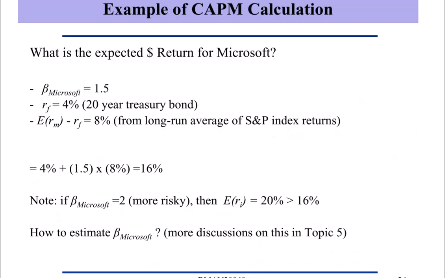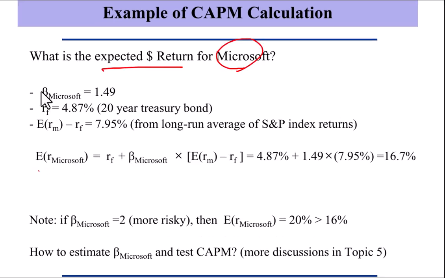Let's talk about a numerical example to understand CAPM more clearly. We want to compute, for example, the expected dollar return for investing into Microsoft stock. Let's say from historical data, we estimate the beta of Microsoft as 1.49. How to estimate beta and also how to test CAPM, we're going to talk about in topic 5. Anyway, often we use the 20-year treasury bond as a proxy for the risk-free bond.